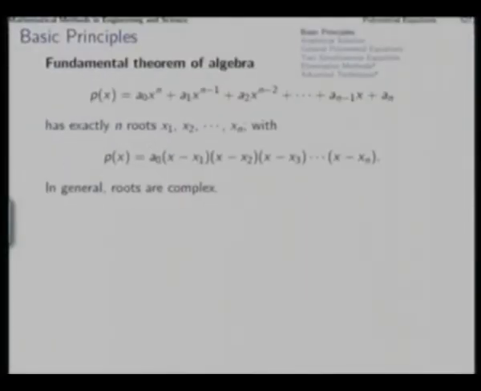The fundamental theorem of algebra tells us that a polynomial of nth degree has exactly n roots, and with those roots x1, x2 up to xn, you can factorize this polynomial in this manner. Now, in general, the roots are going to be complex. As a special case, it may happen that you get real roots. However, with real coefficients, if complex roots appear, then they always appear in conjugate pairs.